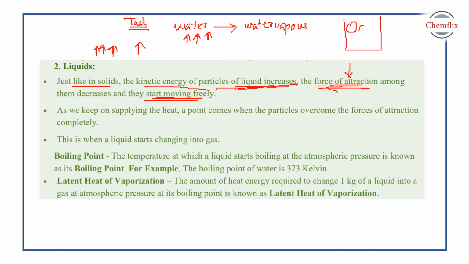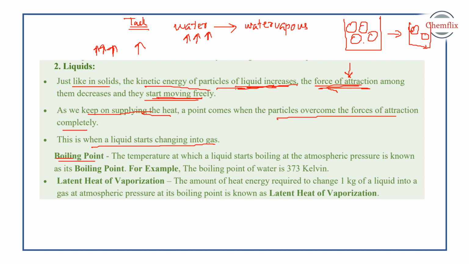Okay, again I will draw. So this is actually for liquid. When you are heating, the space between the particles increases, that means the force of attraction decreases, that means the kinetic energy of the particles increases, right? As we keep on supplying heat, a point comes when the particles overcome the force of attraction completely. This is when the liquid starts changing into gas.